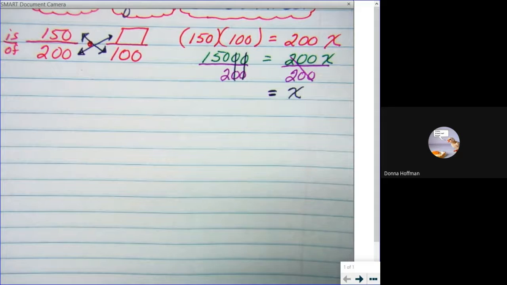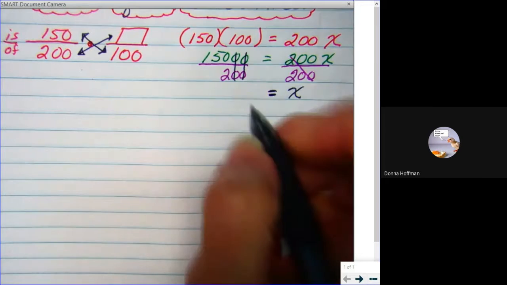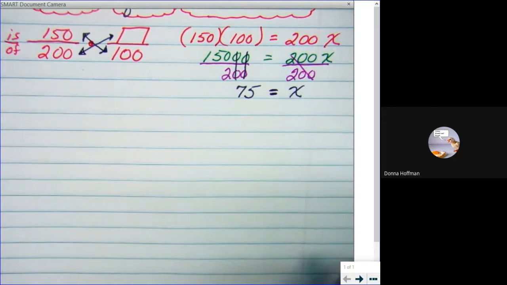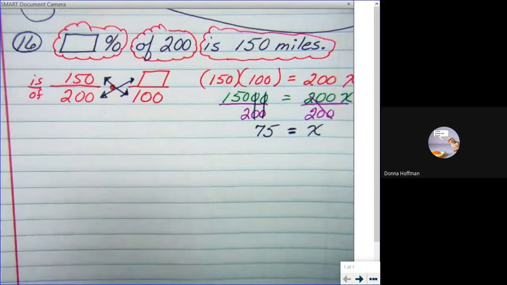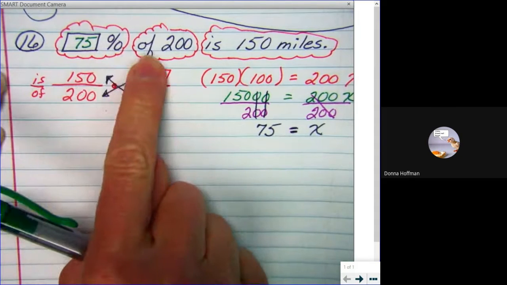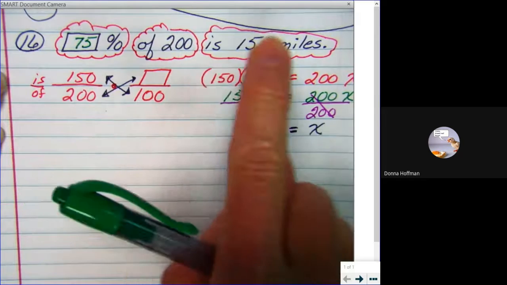How many quarters in $1.50? That would be $1, right? And then my two thumbs would be the 50. And how many pieces do I have up? 6. So if I take half of those away, what am I left with? 3/4. So that's 75 cents. 75 cents. So you can always think money. I like thinking money. So then I can go back up here and plug in. So 75% of 200 is 150 miles.